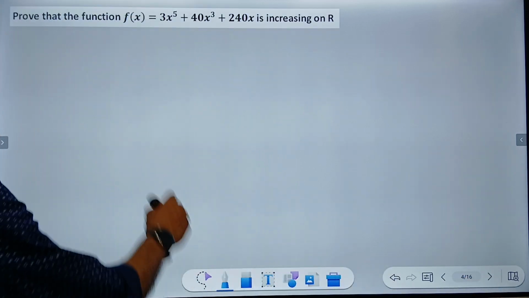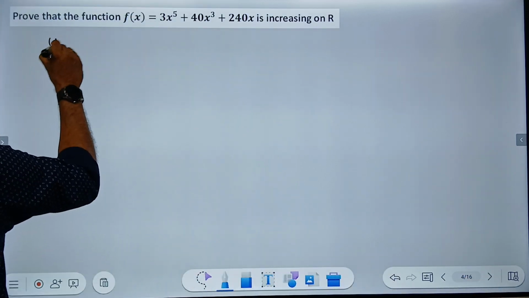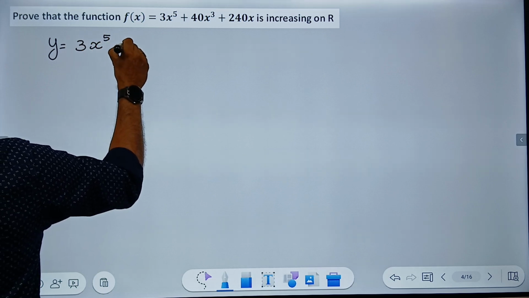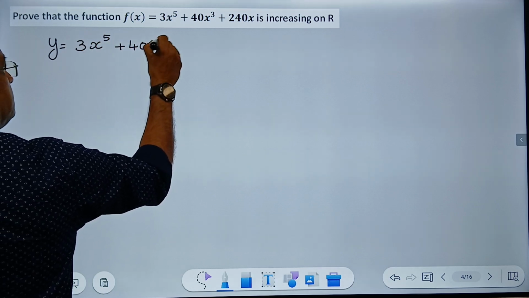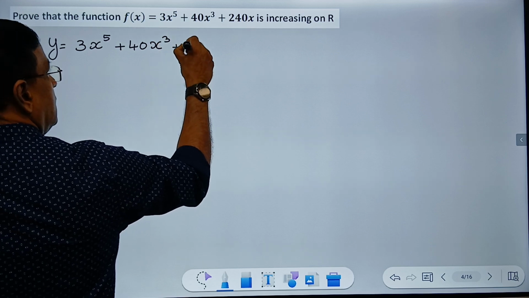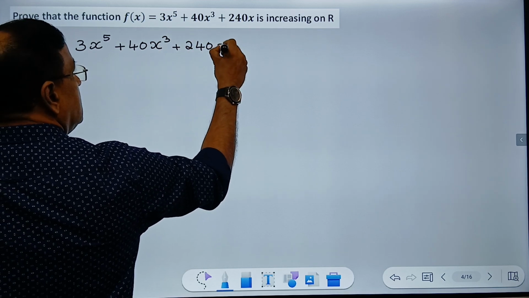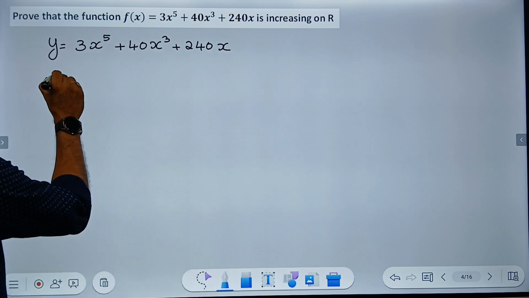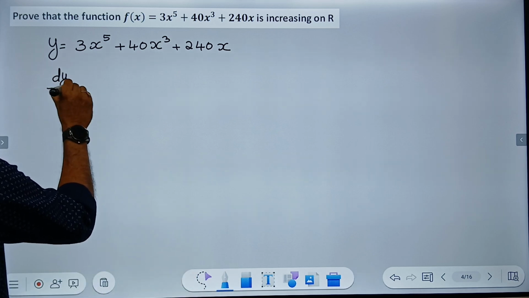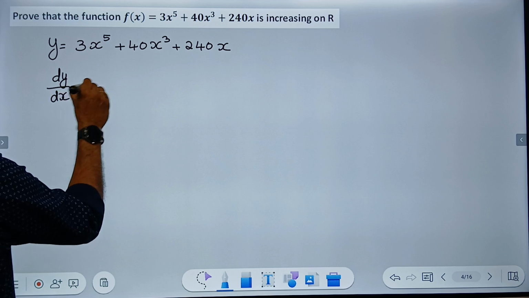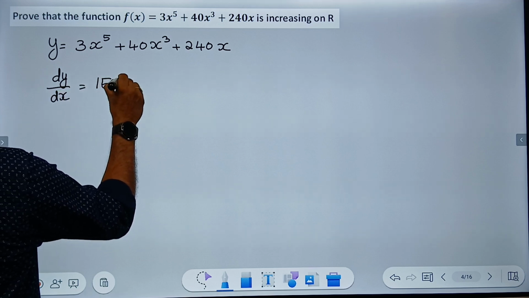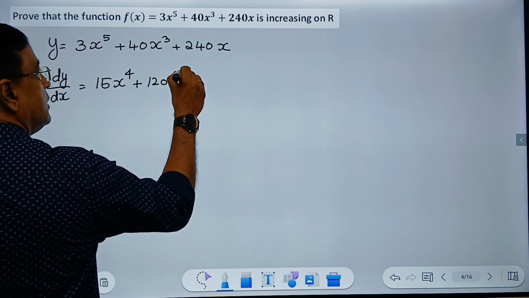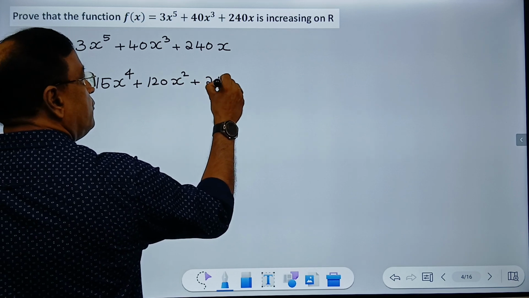Now here the function is y equal to 3x power 5 plus 40x cube plus 240x. I have to show it is increasing in R. It's something similar to the previous problem. So what is dy by dx? dy by dx will be 15x power 4 plus 120x square plus 240.